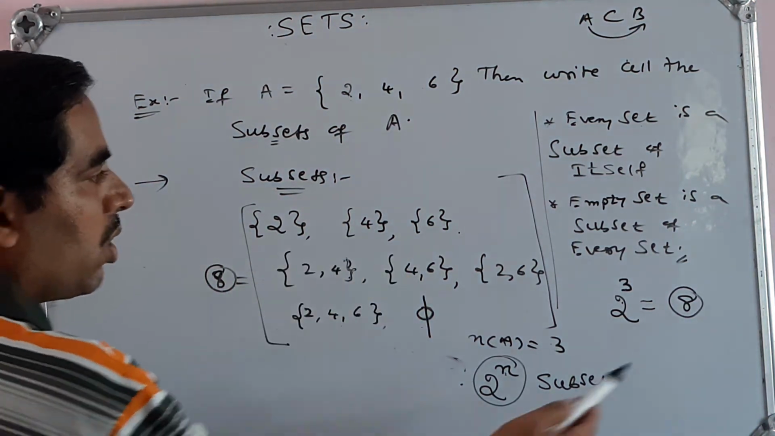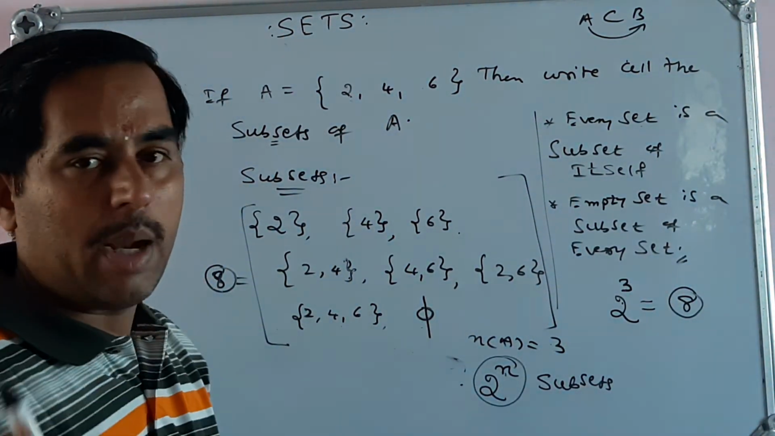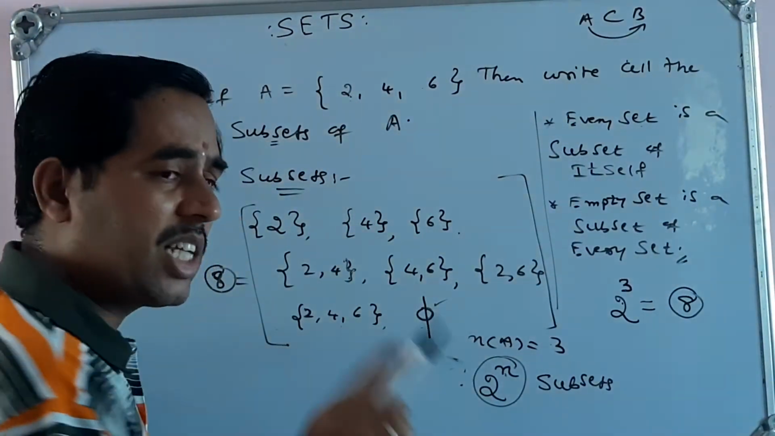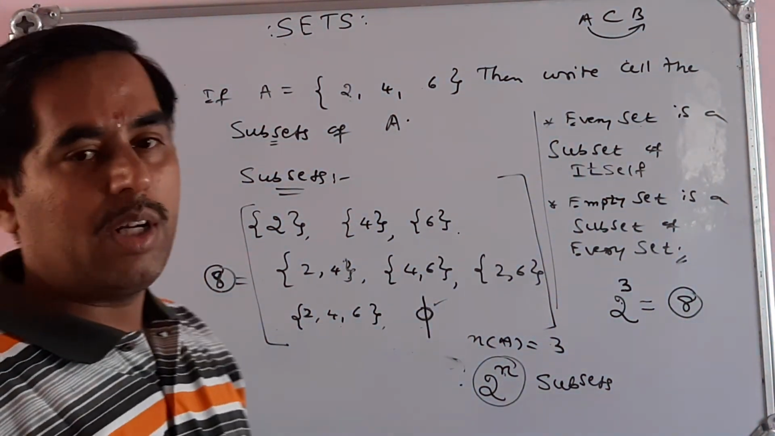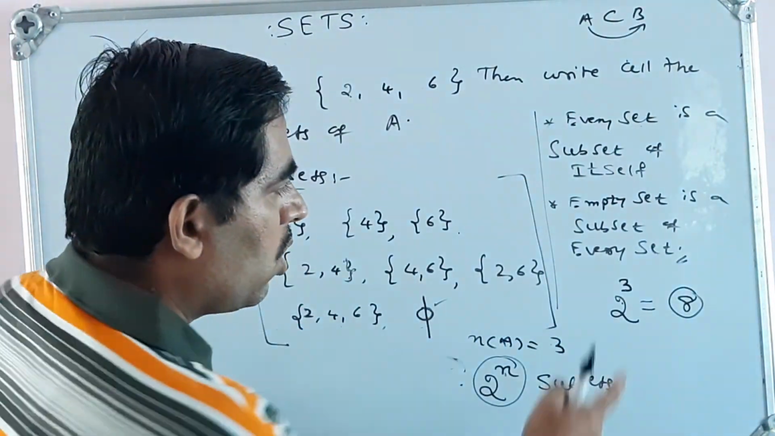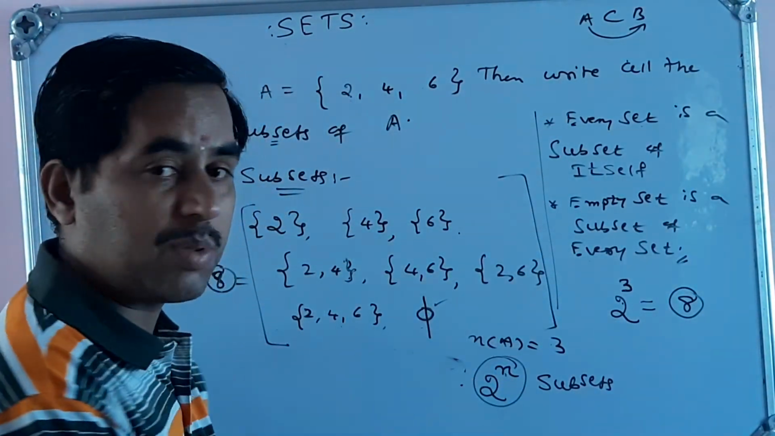See, 8 subsets. Out of these 8 subsets, one is the empty set, another one is the given set itself, and the remaining 6 I have written. So if a set is given, then that set will have 2 to the power of n subsets. Okay.